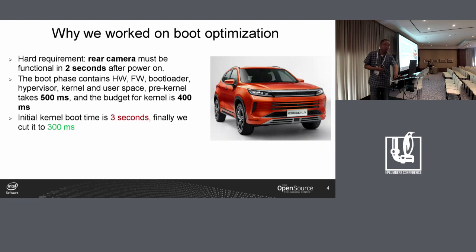Here's the reason we need to do the boot optimization: we were working on an automotive solution, and there's a hard requirement from the United States Department of Transportation that the rear camera must be functional within 2 seconds after you press the power button. On that platform, the boot includes several phases: the hardware power rail, the firmware, the bootloader, the hypervisor, the kernel and the user space. The pre-kernel phase already took about 500 milliseconds, and the budget left for us is about 400 milliseconds. Since it's running on a hypervisor, the initial kernel boot time was about 3 seconds, and finally we cut it to about 300 milliseconds, which meets the requirement, and the car is close to mass production.